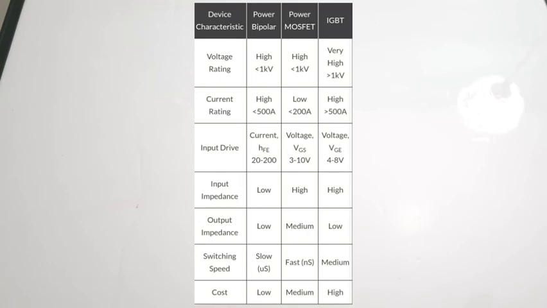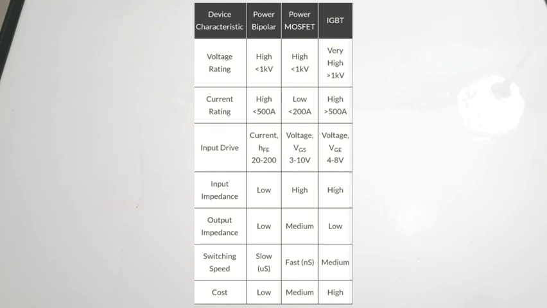Input drive. We know that BJTs are current controlled devices, so input drive is current. For power MOSFET it is voltage, that is VGS, and for IGBT it is also VGE or voltage. So power MOSFET and IGBTs are voltage controlled devices, whereas BJT is current controlled. Then input impedance is low for power BJT, for MOSFET it is high, IGBT is also high. Output impedance is low for power BJT, for MOSFET it is medium, for IGBT it is low.